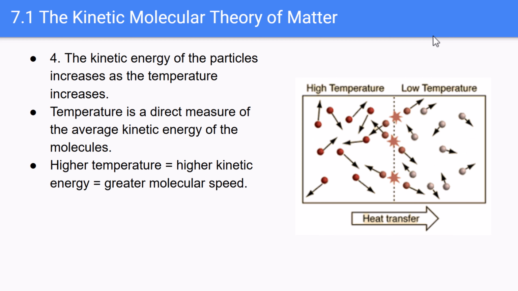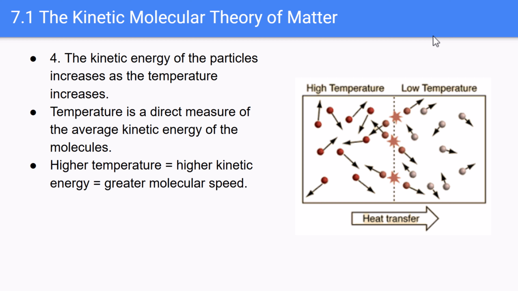Number 4 here is that the kinetic energy of particles increases as the temperature increases. When people tell me, what's temperature? Or when I ask that question, what is temperature? A lot of people tell me it is heat. And heat is actually different than temperature. Heat is the transfer of energy from one object to another. Whereas temperature is just simply the measure of the kinetic energy of the particle. So anytime you take the temperature of something, you're actually testing or taking a measurement of how quickly those molecules move around one another. The higher the temperature, the higher the kinetic energy, and therefore the greater the molecular speed.